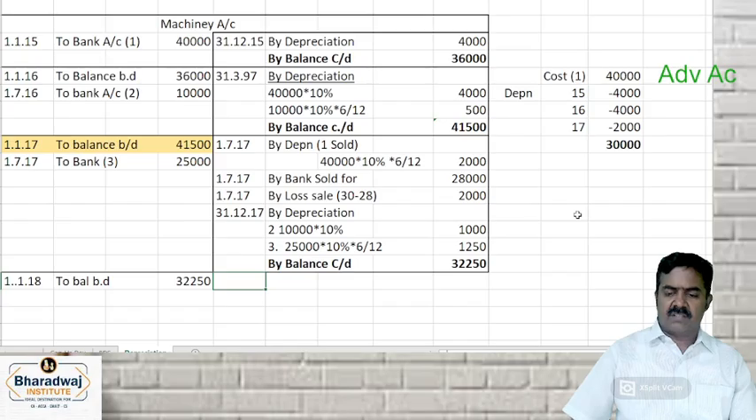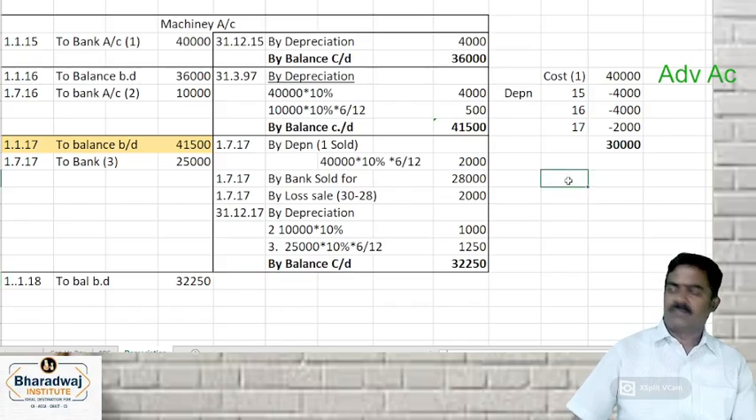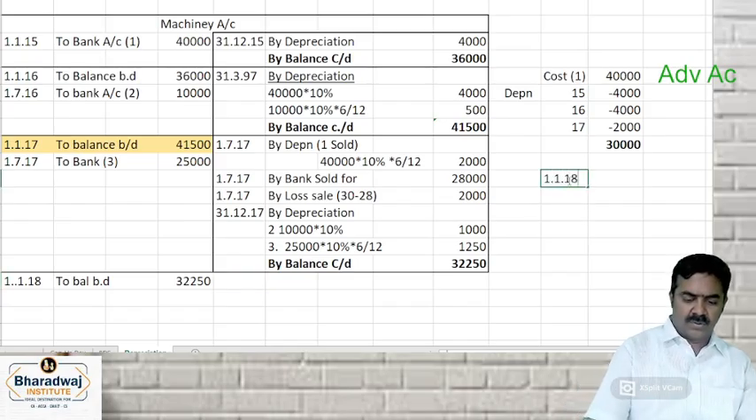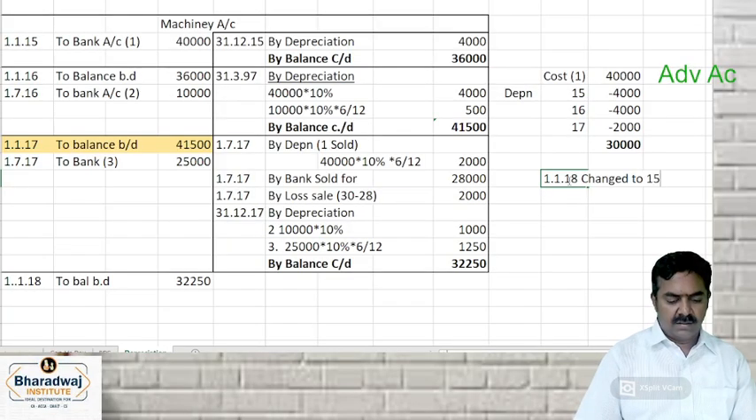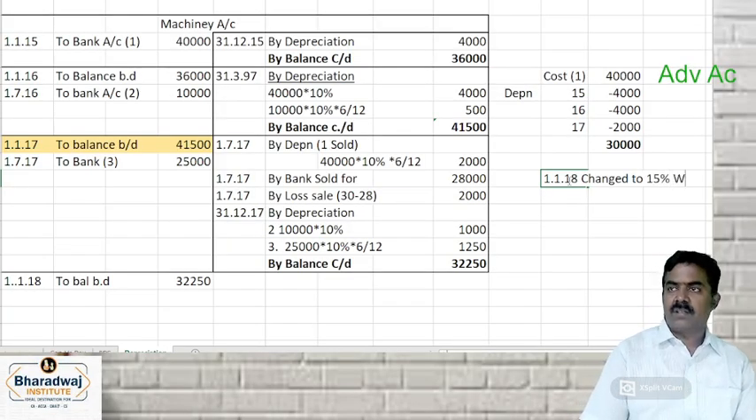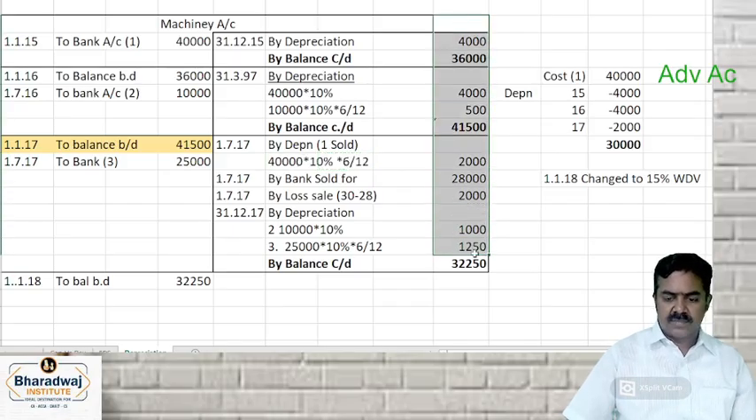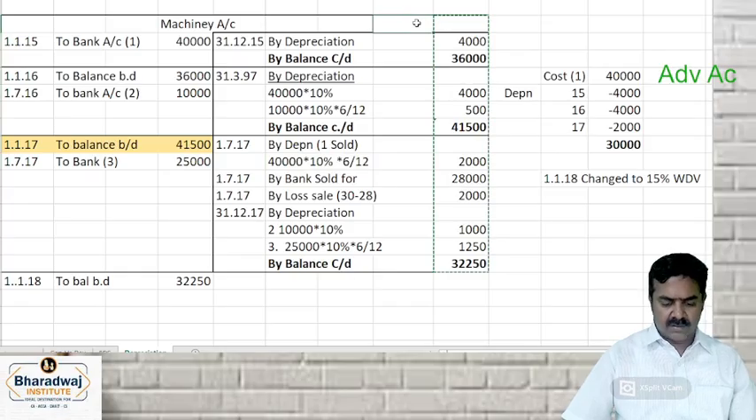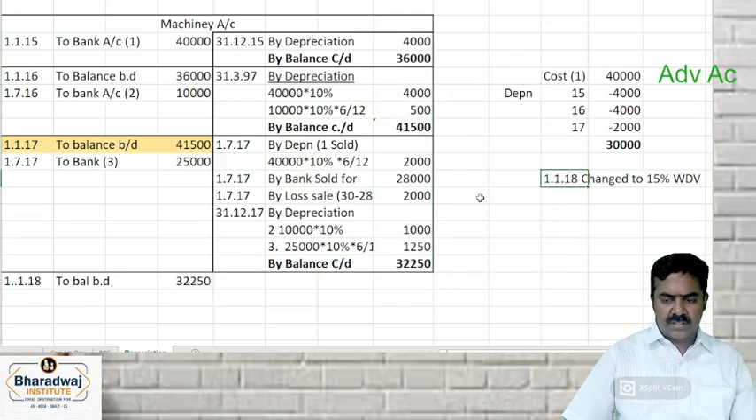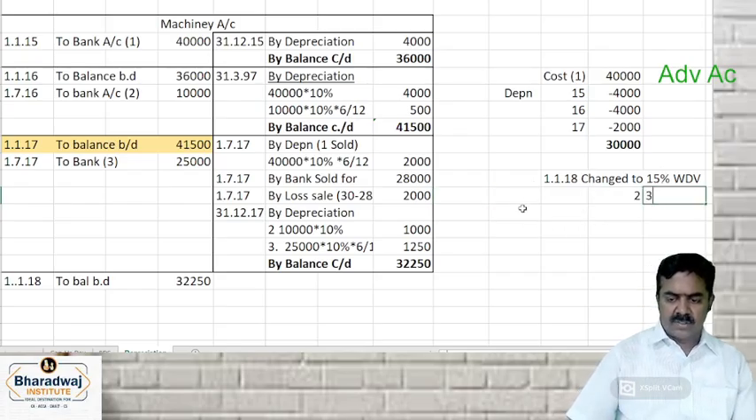You have to change the method of depreciation. On 1/1/2018, change it to what percentage? 15% WDV. So which asset is there with us? Which asset is there with us? Only the second and third asset are with us. So when you change the method, we've got only the second machine and the third machine. When was the second machine purchased?